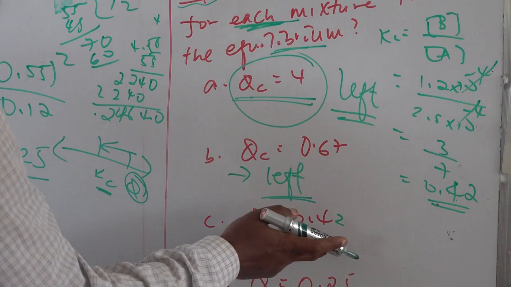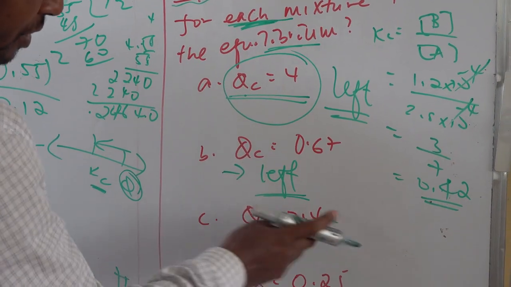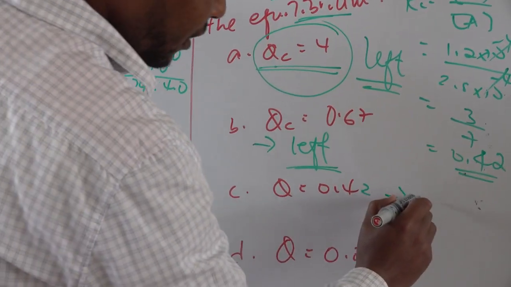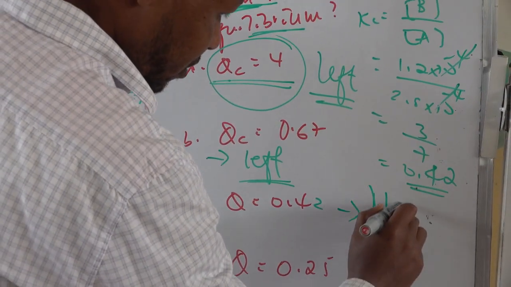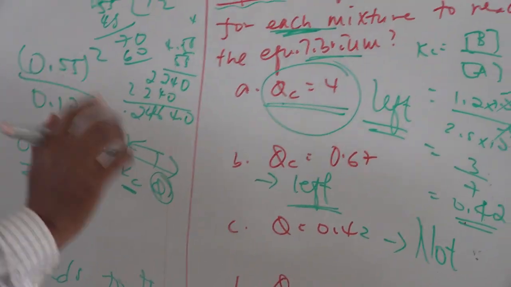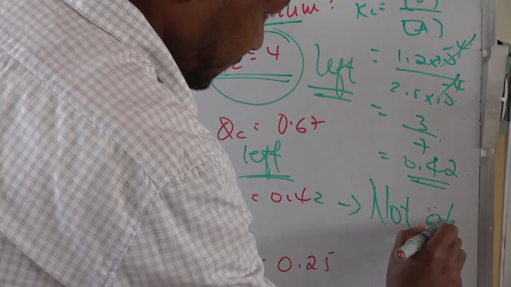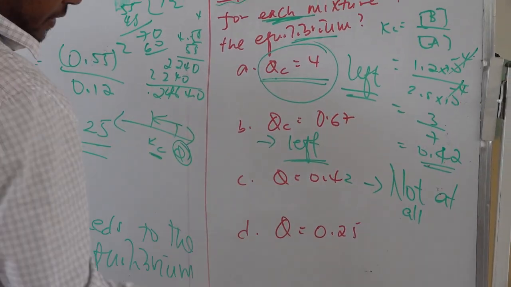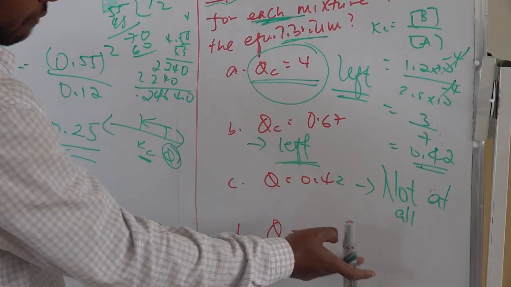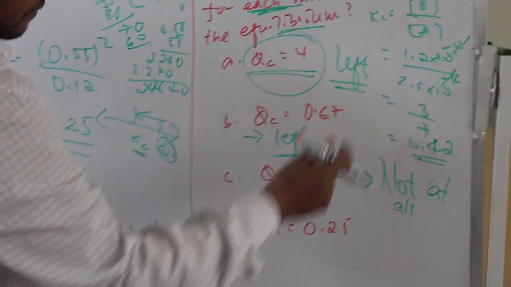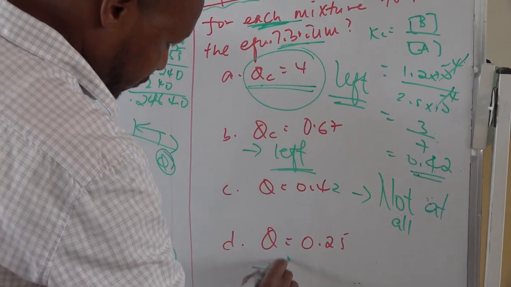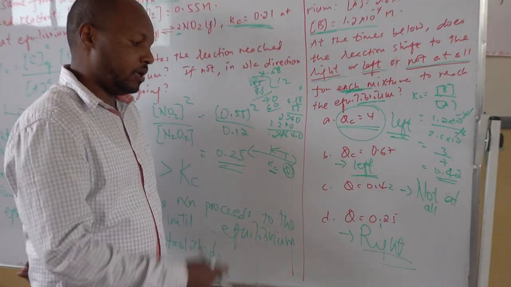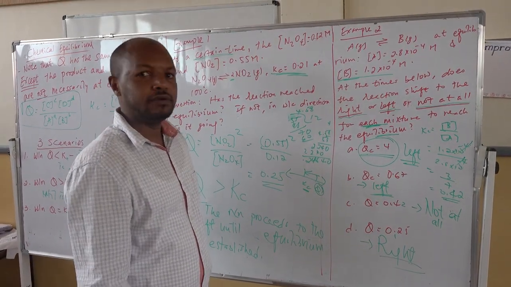When Qc is about 0.42, because the values of Q and Kc are equal, the reaction is at equilibrium, so it doesn't go in either direction, not at all. Now the last one is when the value of Q is 0.25, which is less than Kc, therefore this reaction proceeds to the right until the reaction reaches equilibrium.